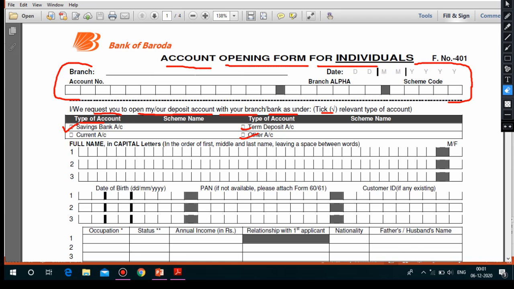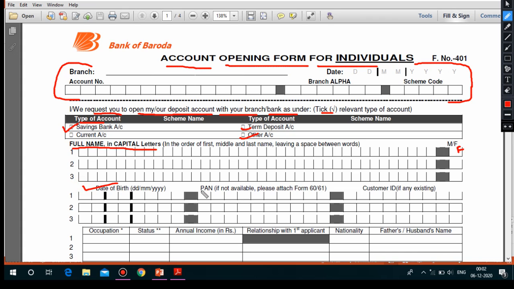The next part is the name. Name in capital letters. In order, it should be first name, middle name and last name. Leave one space while writing your name. The name will be the customer's name. Whether it is female or male, you have to mention it over here. For example, Sarita Gupta. She is a female, so she will write F here.